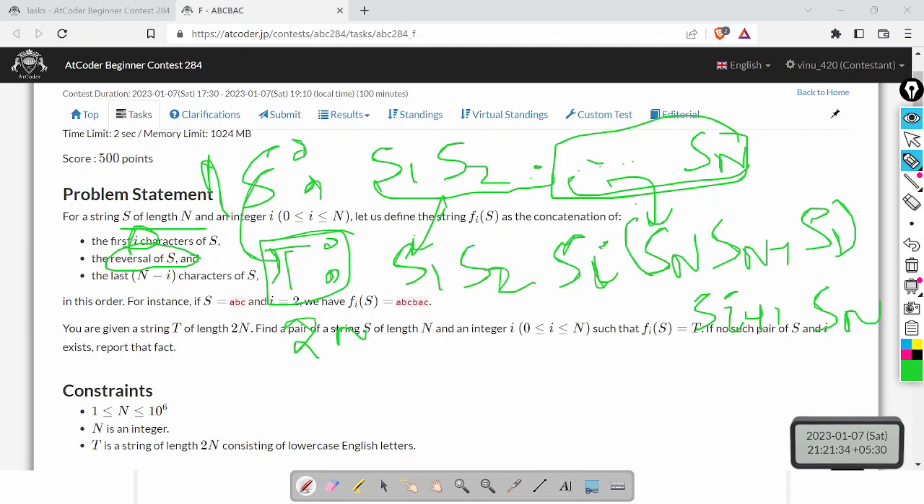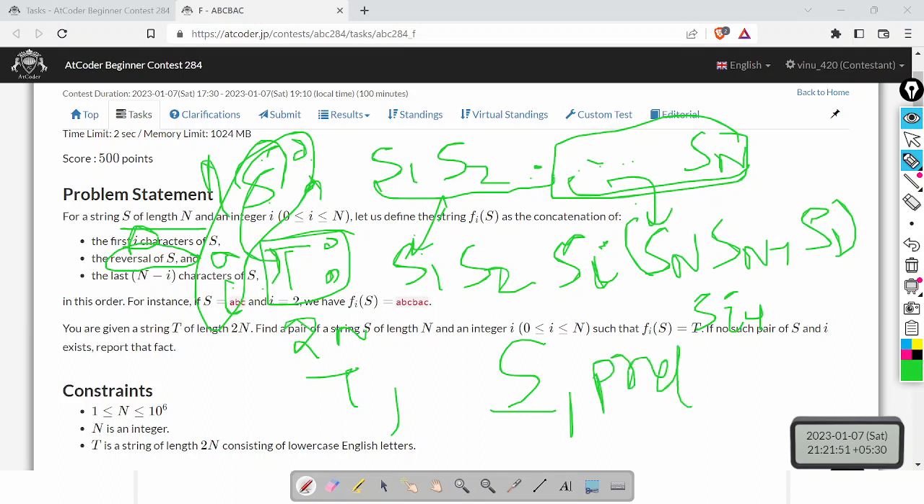Now you are given this string t of length 2n, and we have to find some string s and some integer i for which, if we perform this process, we get the string t. We are given t, and we have to find some string s and the prefix length i, using which fi of s equals t.